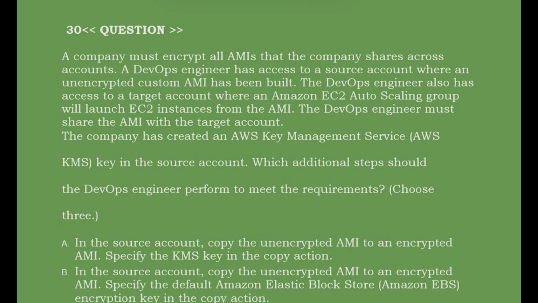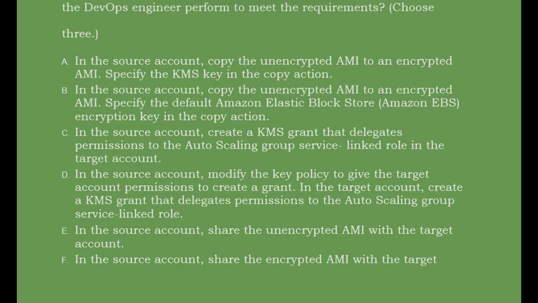Which additional steps should the DevOps engineer perform to meet the requirements? Choose three options. Option A, in the source account, copy the unencrypted AMI to an encrypted AMI. Specify the KMS key in the copy action. Option B, in the source account, copy the unencrypted AMI to an encrypted AMI. Specify the default Amazon Elastic Block Store Amazon EBS encryption key in the copy action.